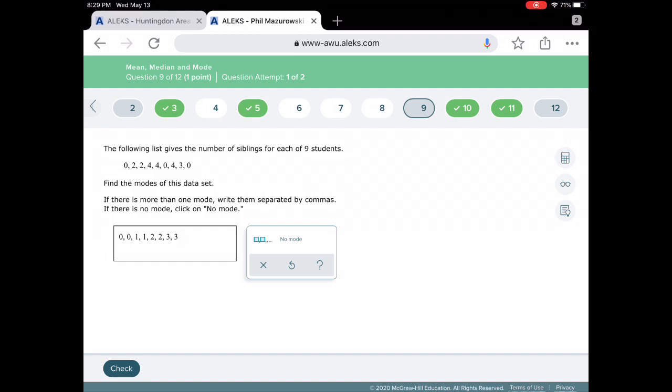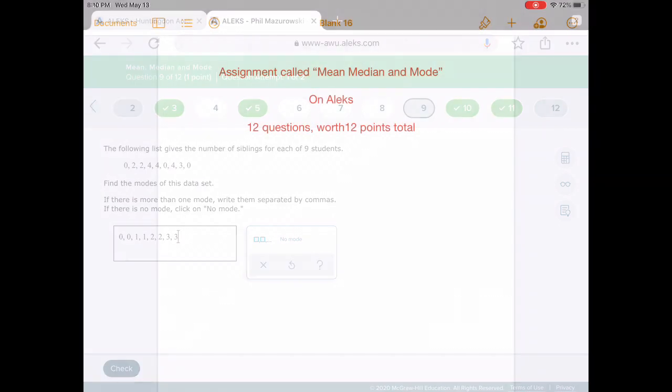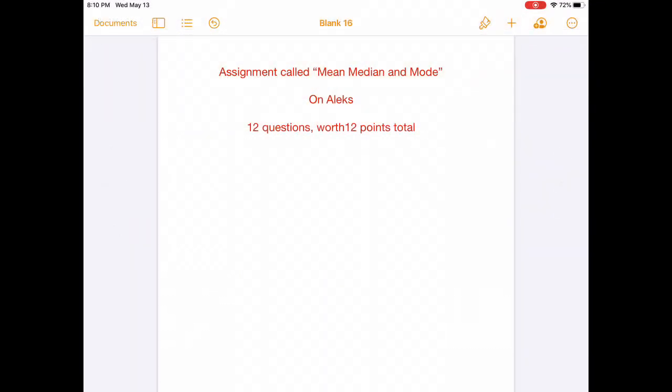I think this is a nice review lesson for everybody. I think everybody's comfortable with mean, median, and mode. But if not, you can always reach out for help. Your assignment for Thursday and Friday of this week is going to be called Mean, Median, and Mode on ALEKS. There are 12 questions this week worth a total of 12 points. And if you need any assistance, feel free to Zoom with me during your class time or during office hours. Good luck.